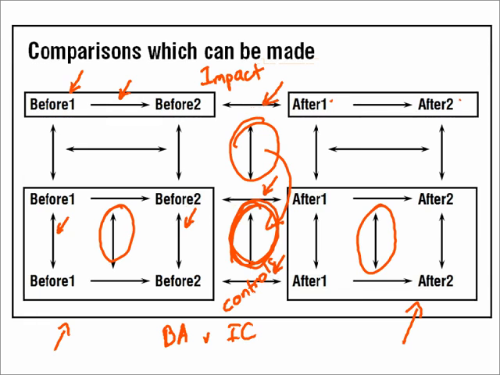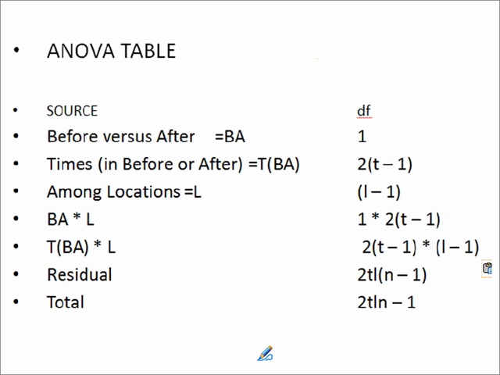Now, how do we go about analysing this? Well, in simple terms, we can break it down into three factors. One comparison that's obvious is the comparison from before to after, the BA. So that's looking at the average before comparing to the average afterwards.